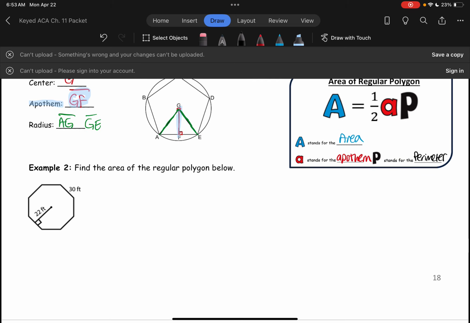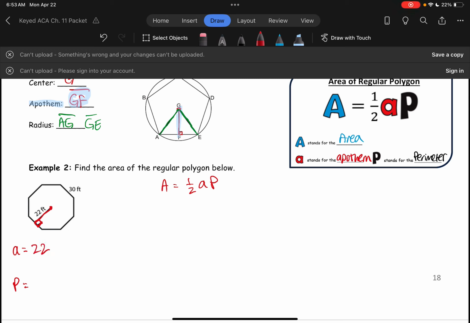It says find the area of a regular polygon below. So we're using this formula here, 1/2 apothem times perimeter. So for us to find the area, I need to find out, well, what is the apothem and what is the perimeter? The apothem, remember, is from the center to the side of a polygon, and they actually give it to us here. Sometimes they'll mark it in the picture, sometimes they won't. But the apothem is from the center to the side, and it creates a 90-degree angle with that side.